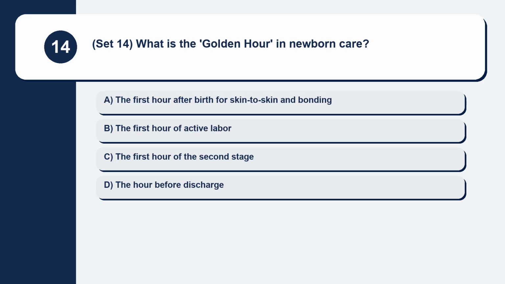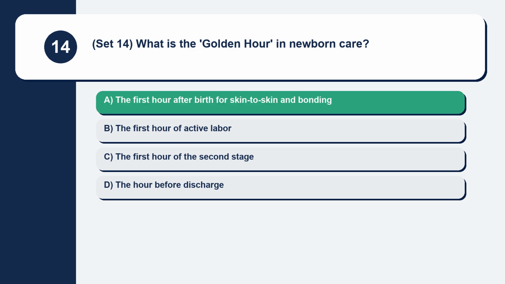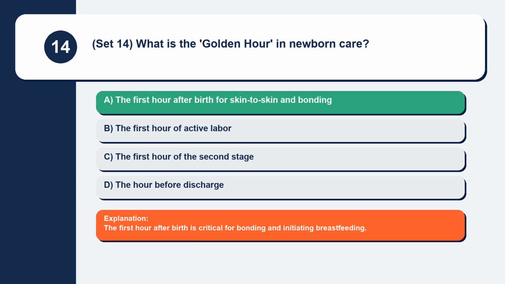Question 14. Set 14. What is the golden hour in newborn care? The first hour after birth for skin-to-skin and bonding, the first hour of active labor, the first hour of the second stage, the hour before discharge. The first hour after birth is critical for bonding and initiating breastfeeding.